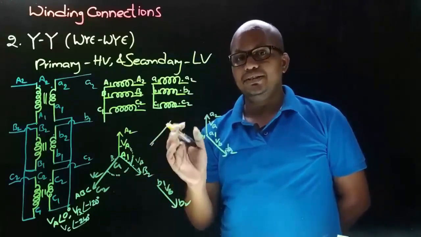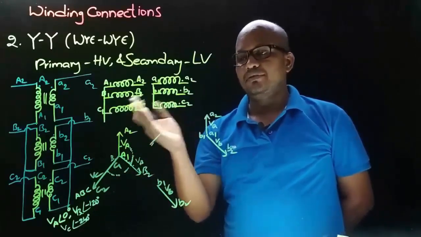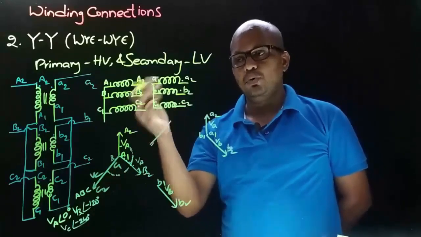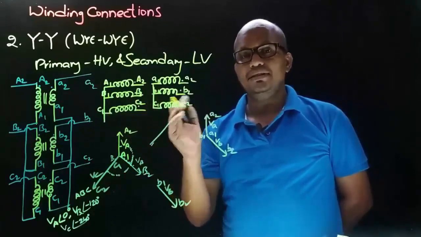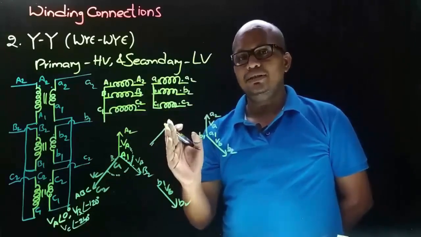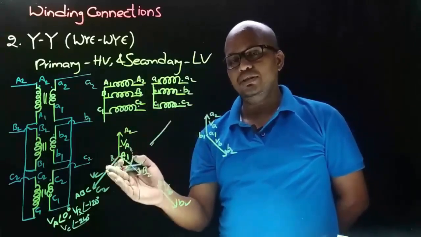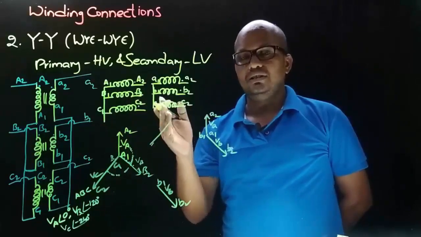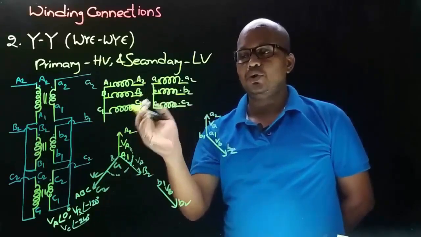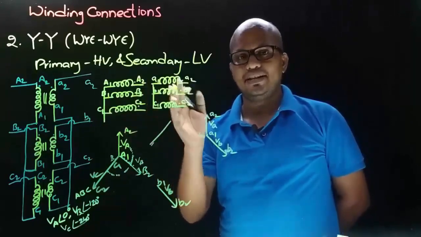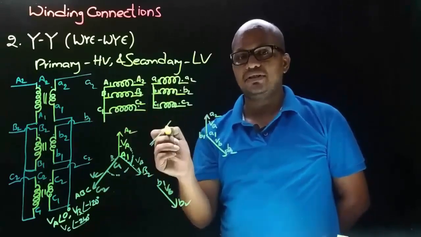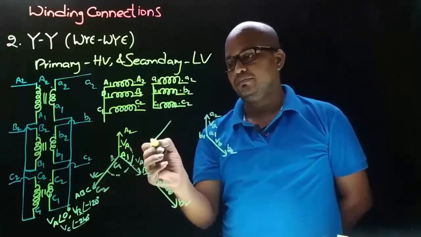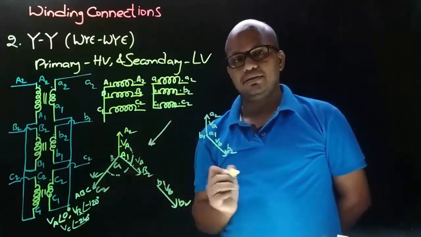And now we need to decide the direction. So observe in winding connections that here we took the connections from dot ends on both primary side and secondary side, means the secondary side phasor will be in same direction as that of the primary side VC phasor. So direction will be same like this.